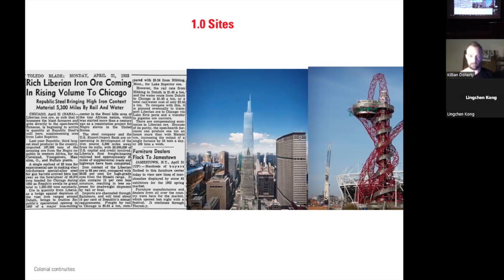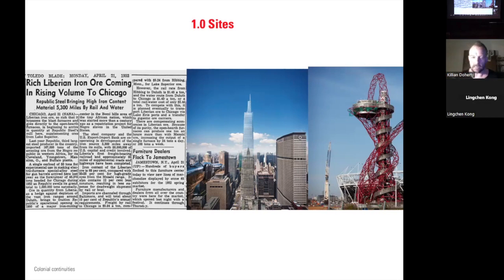And today ArcelorMittal, who own the mine, are using it for structural steel. The building in the middle is the Vanderbilt Tower in New York, and then to the right you have the Orbit by, oh, someone remind me, the famous artist that I can't recall. Anyway, I was just interested in these displaced histories.